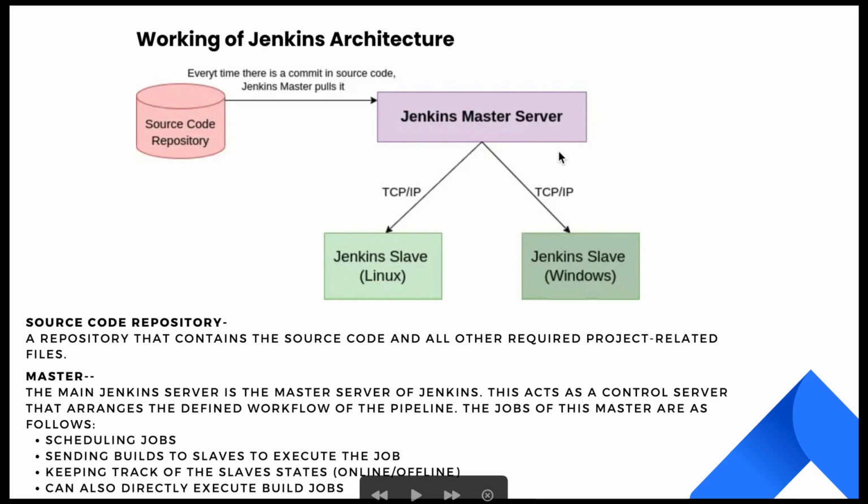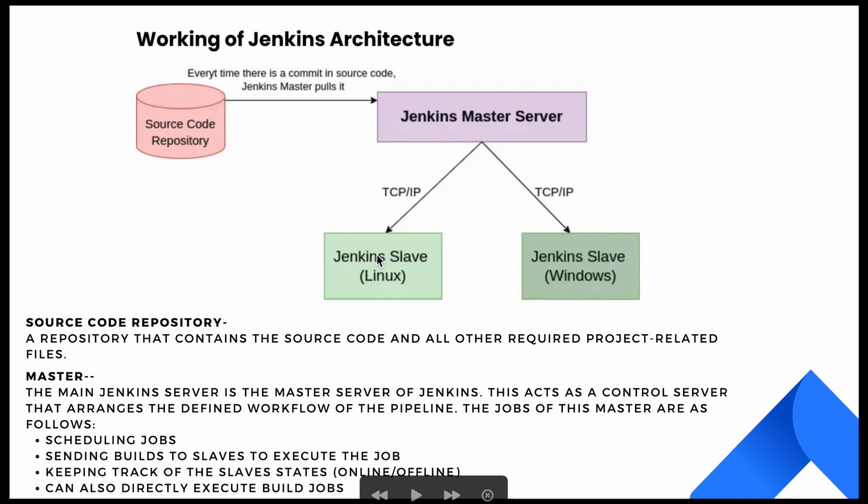In the actual architecture, we have a Jenkins master server, that is the Jenkins CI server, where we install Jenkins, and it is the master node. Then we have another concept called Jenkins slave, which can be of any OS based on your application requirement. So basically, it can be a Linux slave, Windows slave, Mac slave, or it can also be a Docker type slave.